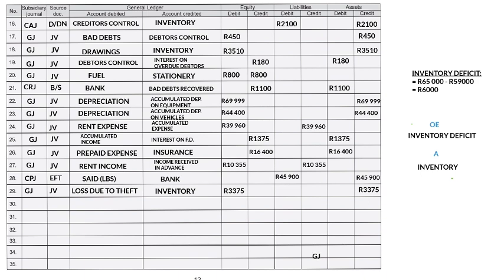So the journal involved is your general journal. The source document is your journal voucher. Account to be debited is your inventory deficit account. Account to be credited is your inventory account. 6,000 Rand on the debit side of equity and 6,000 Rand on the credit side of assets.